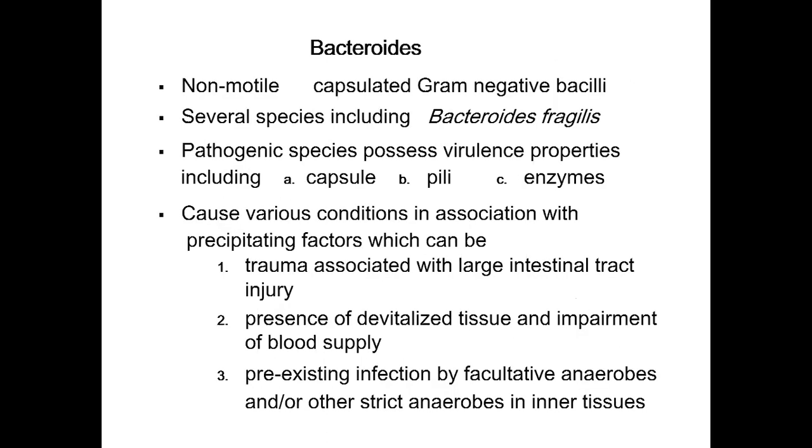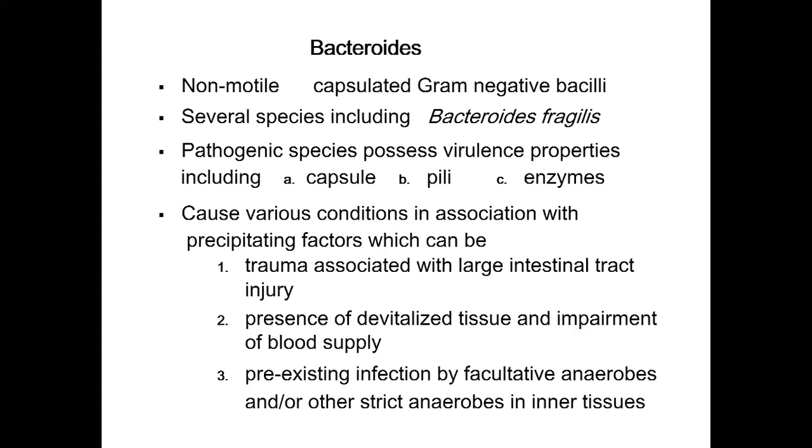So if we look at Bacteroides, the species are non-motile, but they are capsulated. And there are several species under Bacteroides still, despite the fact that the genus was divided. Still, there are many species under Bacteroides. One of them is Bacteroides fragilis. So they are normal flora, but at the same time pathogenic, and they have virulence properties like a capsule. You know what the capsule does.